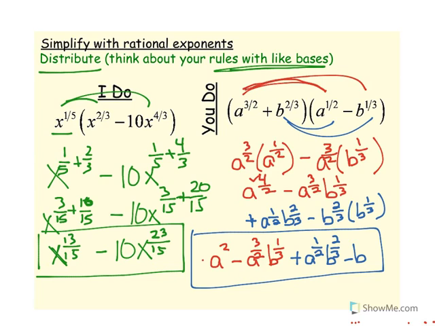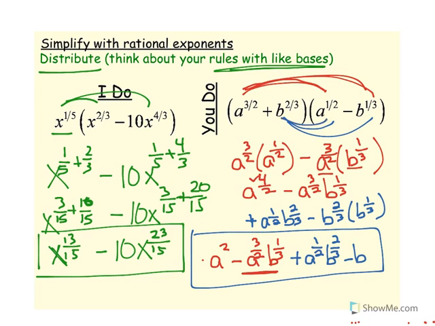Then when we did a to the 3 halves times minus b to the 1/3, that's just minus a to the 3 halves times b to the 1/3. Those are not the same bases. A and b are different, so it simply stays that term, a to the 3 halves, b to the 1/3. It did not change.